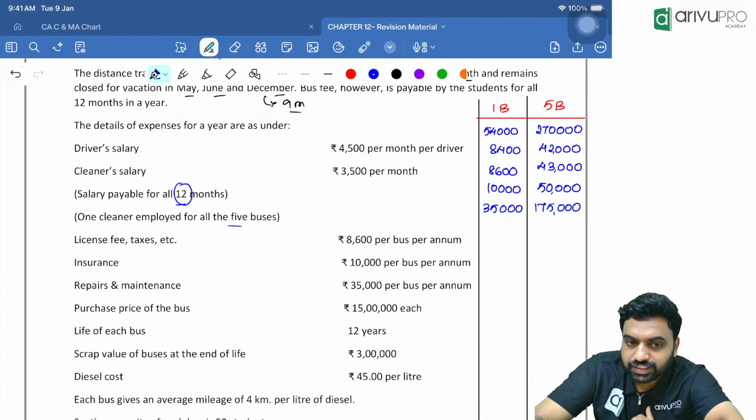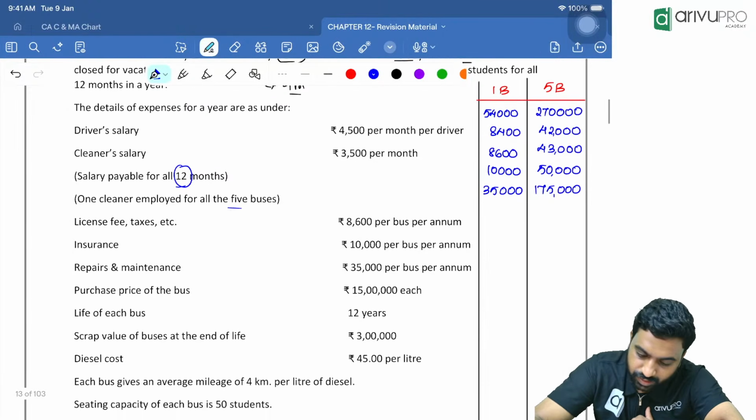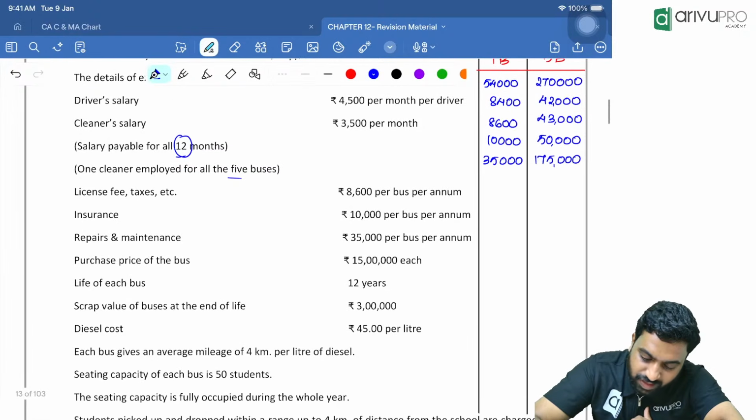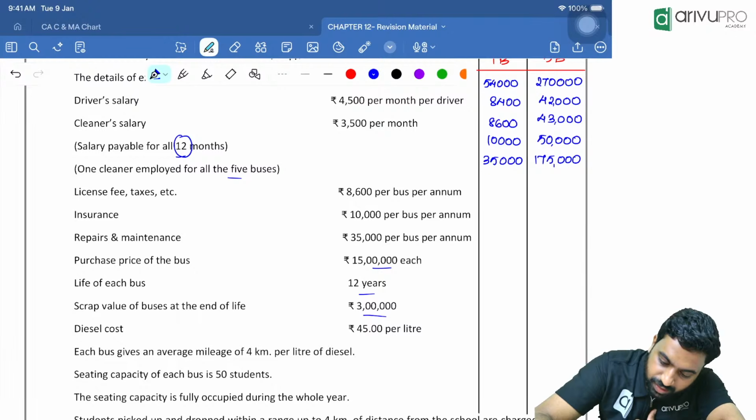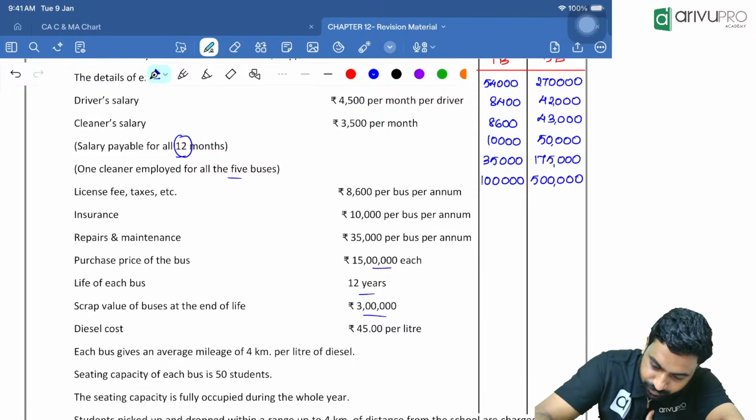1,75,000. Is that clear? Next, purchase price of the bus is 15 lakh. Life of each bus is 12 years. Scrap value is 3 lakhs. That means 15 lakh minus 3 lakh is 12 lakh, 12 lakh over 12 years is 1 lakh per annum. For 5 buses, it is 5 lakh.